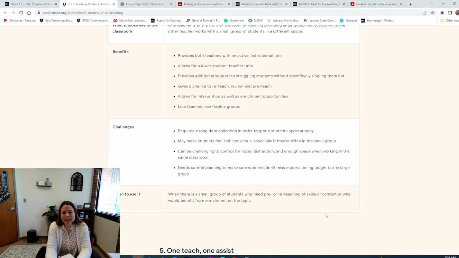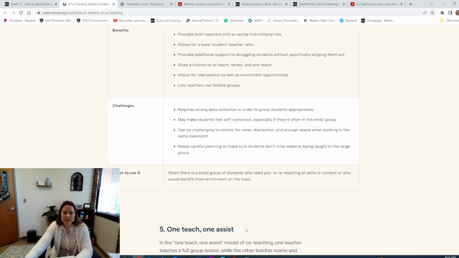And then planning really is going to take a lot, because you're going to have to really carefully plan to make sure students don't miss things in the large group that they need. So that's where you're going to have to plan together.